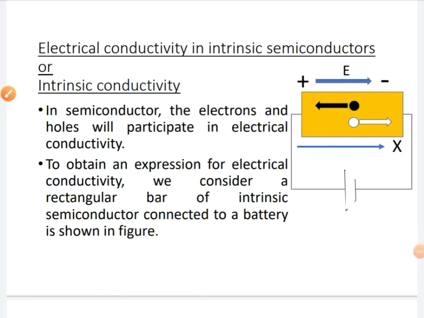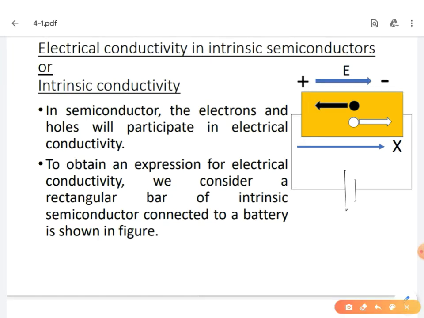Today we are deriving the expression for electrical conductivity in intrinsic semiconductors, which is also called intrinsic conductivity. In deriving the expression, first we take a rectangular bar of semiconductor, shown in the figure. This rectangular bar is connected to a battery, with the positive and negative terminals connected like this.